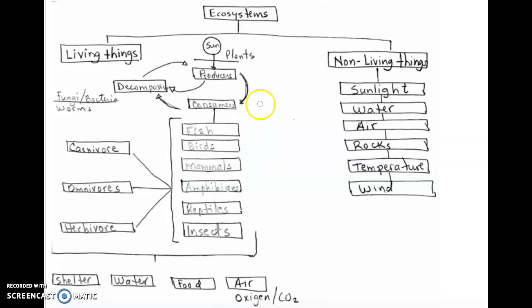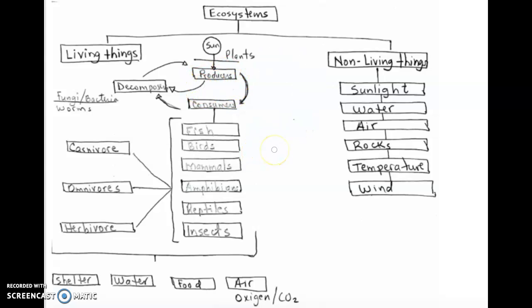Okay, so in this small example right here of producers, consumers, and decomposers, we have some arrows. And what the arrow shows is the flow of energy. So you have the sun. The sun is pointing toward the producers. That means that the sun gives producers energy. The producers give the consumers energy. And then the consumers give the decomposers energy. And the decomposers put the nutrients back in the soil for the producers to consume. Okay, so you have to be aware of these dynamics right here.